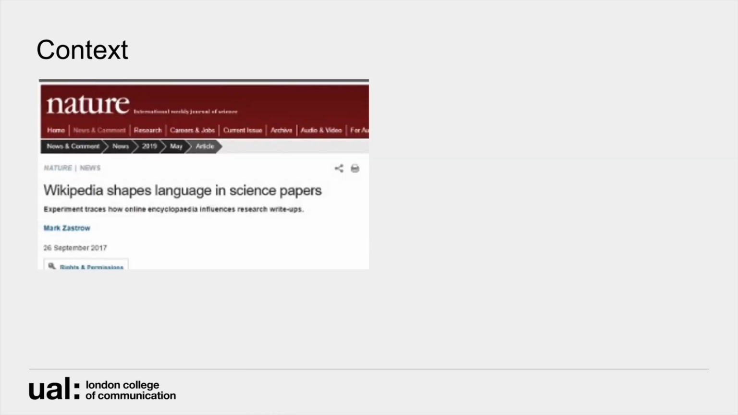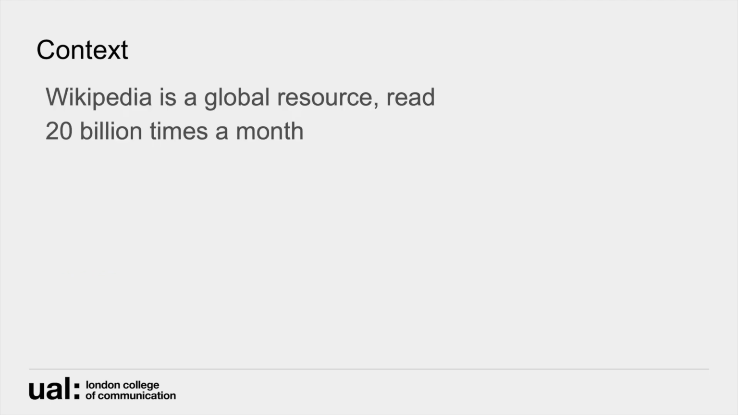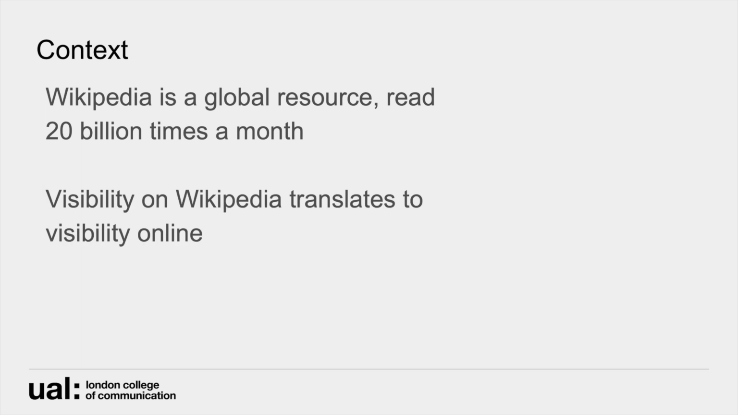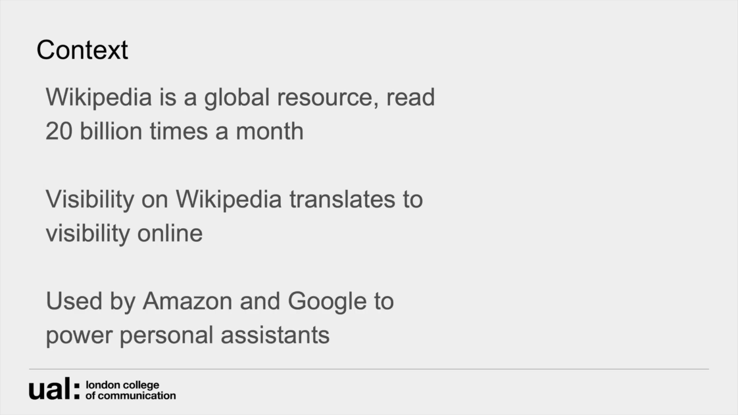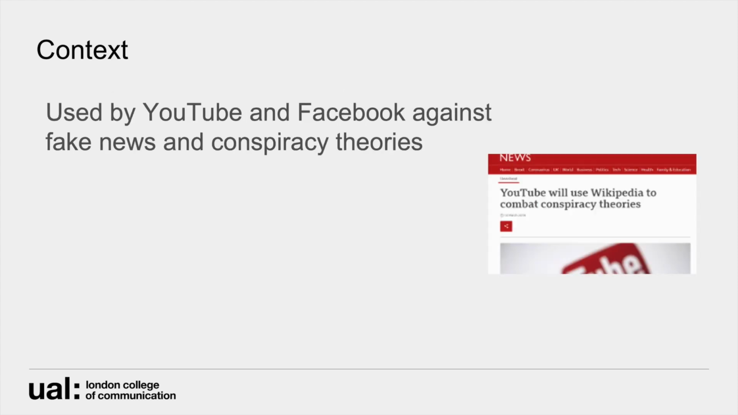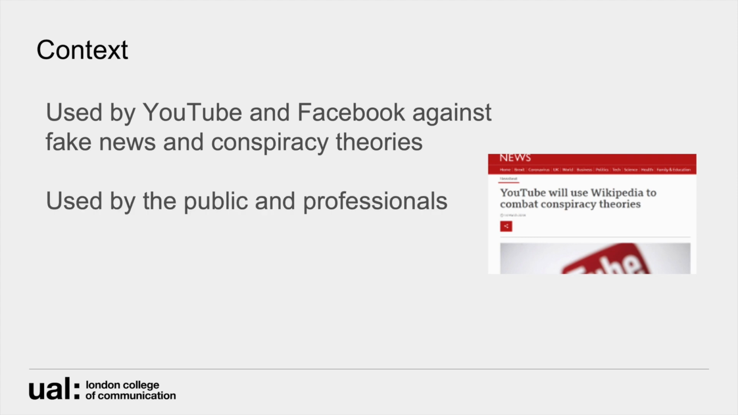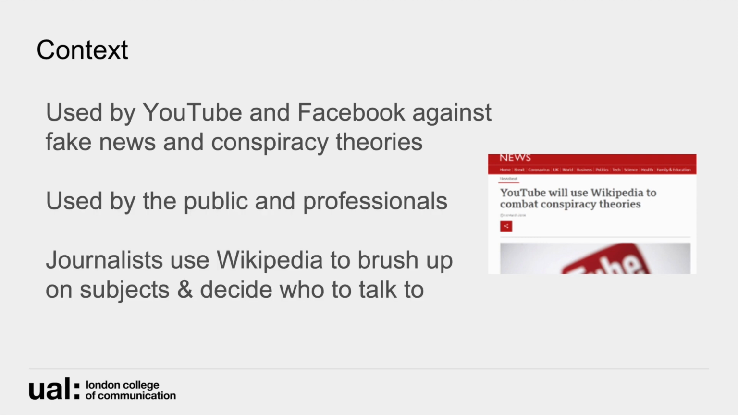Some more context which contributes to the importance of Wikipedia as being a trustworthy resource for knowledge. Wikipedia is a global resource, read 20 billion times a month. Visibility on Wikipedia translates to visibility online. It is used by Amazon and Google to power their personal assistants, and used by YouTube and Facebook to combat fake news and conspiracy theories. It's used by the public and professionals, and journalists use Wikipedia to brush up on a subject and decide who to talk to.